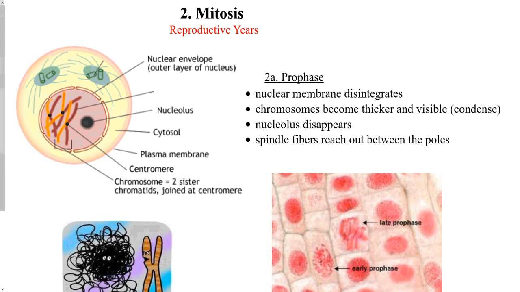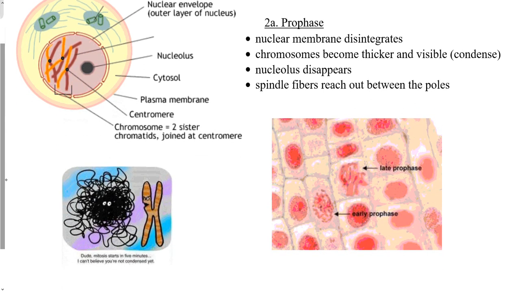And the spindle fibers reach out between the poles. So by the poles, they'll go to the north and the south, the top and the bottom, or east and west. They'll go to opposite sides of each other, and that's where they'll pull apart. Okay. So this is what happens to the chromosome, the genetic material. It's all loose, and then it becomes thicker and more dense.